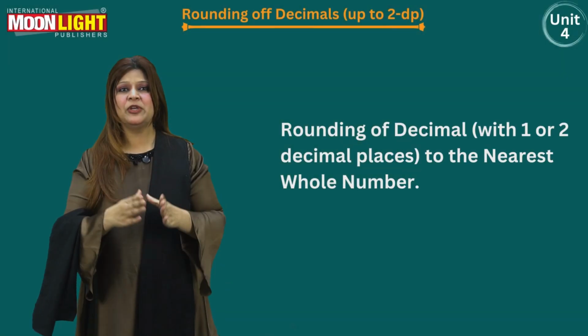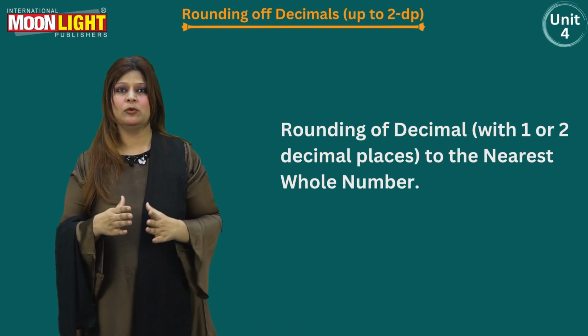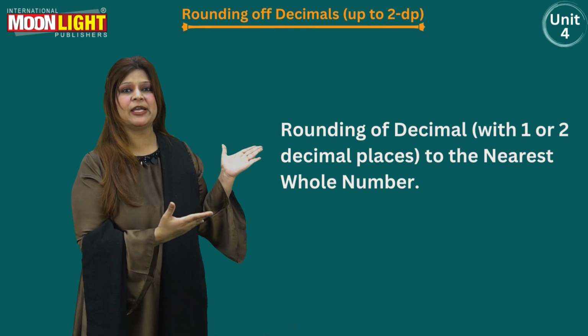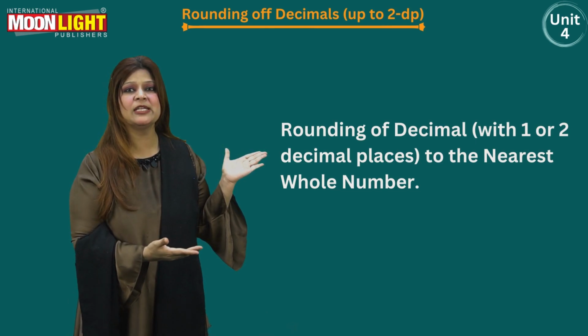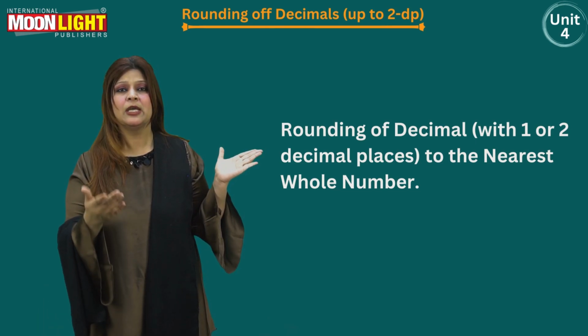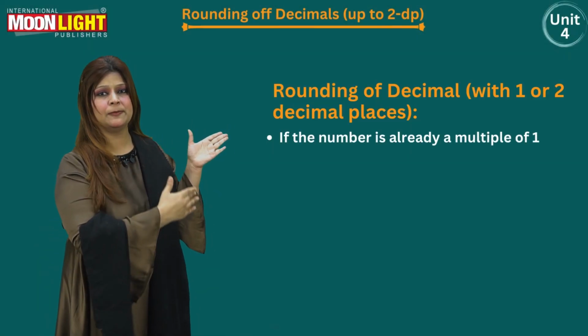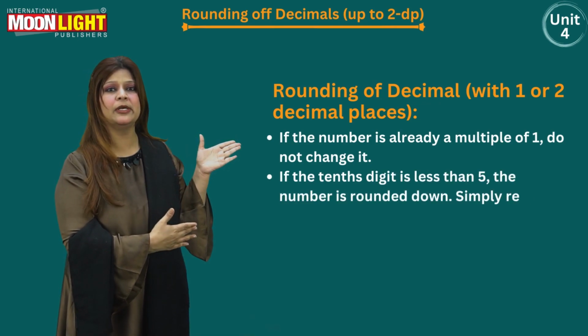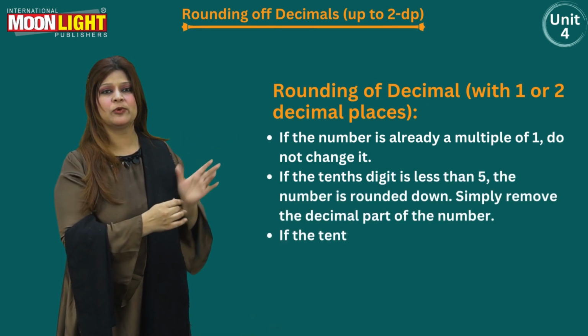So here we need some kind of rules to round off. For that sake, here are some rules of rounding off decimals with 1 to 2 decimal places to the nearest whole number. These rules are actually the steps as well. Whenever we are going to round off a number to the nearest whole number, we are going to follow these steps.